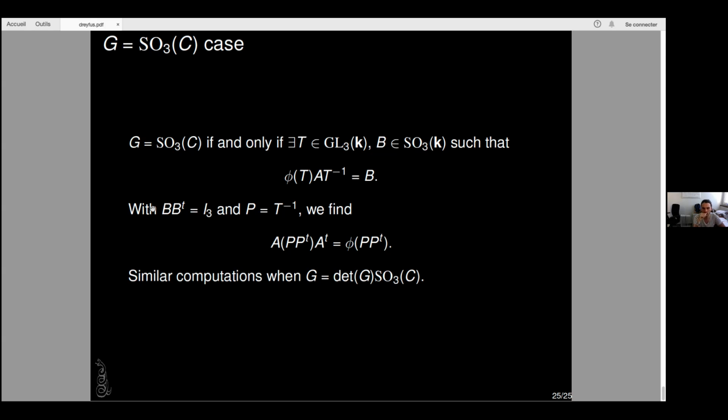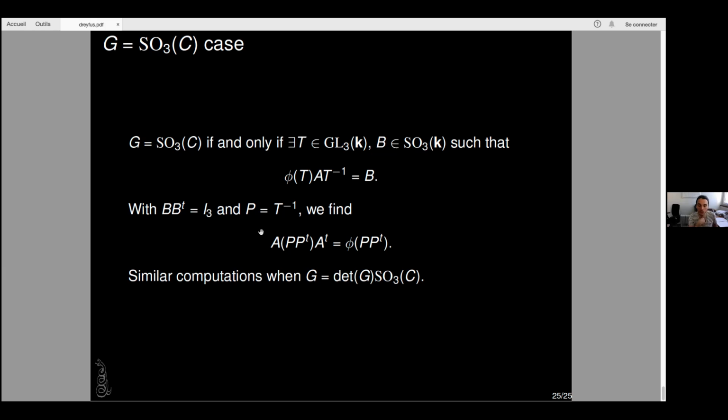So I never know if in the English system I should put the transpose on the right or on the left. So here it's on the right, and I'm deeply sorry if it should be on the left. And if I consider the inverse of T, you find that you have this matrix. So you have to find the system. So the system is quadratic in the entries of P.